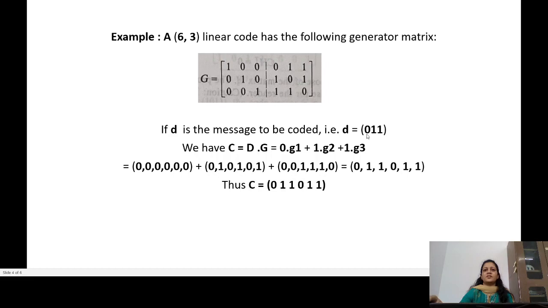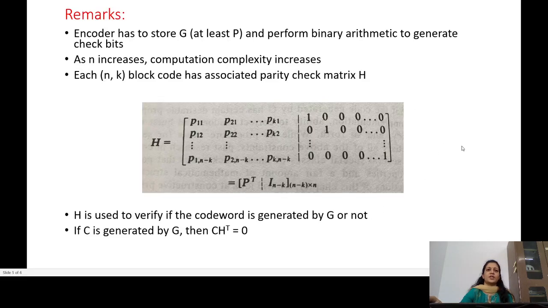Similarly, consider D is equal to 0, 0, 0 and obtain what is your code C by performing D into G. Go for the other combination 0, 0, 1, obtain C as D into G. Go for one more combination 0, 1, 0, multiply 0, 1, 0 data with G, you will get C once again, right? So you can go up to all the combinations, that is up to 1, 1, 1. This is how you are going to generate.